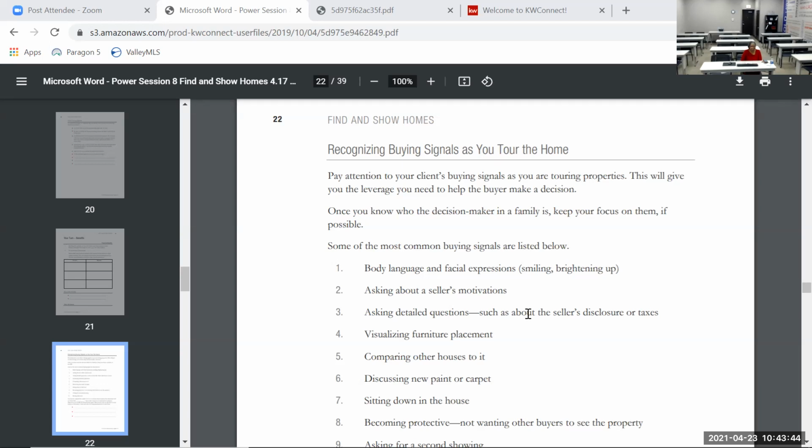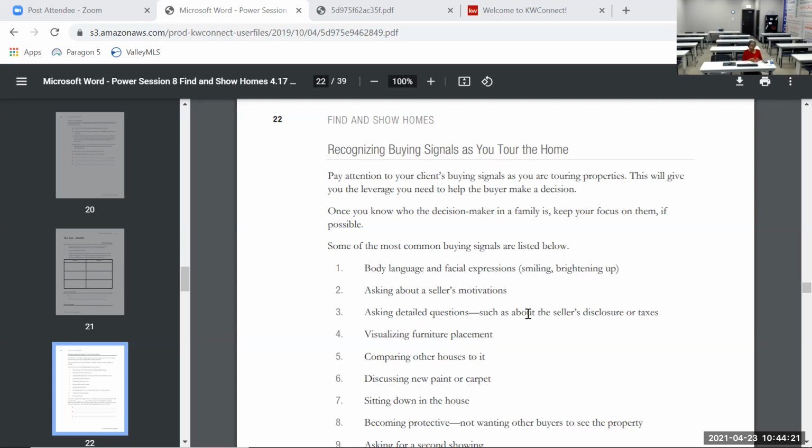Once you know who the decision maker in the family is, keep your focus on that person, if at all possible. Again, the couple that we just closed 2 weeks ago was an elderly couple, a husband and a wife. And a lot of times the woman has a lot of input in this home search process. But in this instance, she was hands off. He did all the talking, all the interaction with me. She and I had no problems, but that's just the way their relationship works.